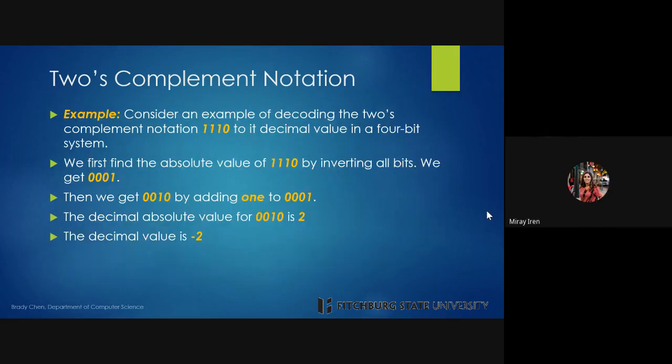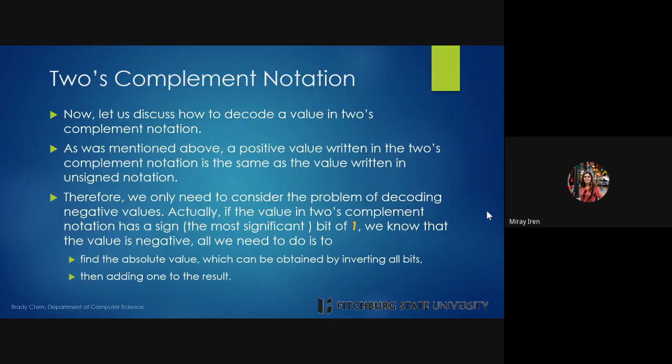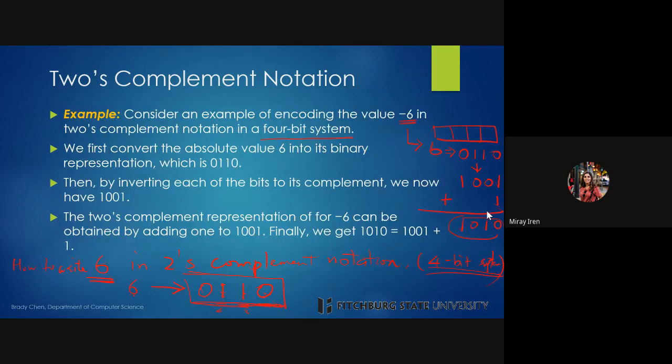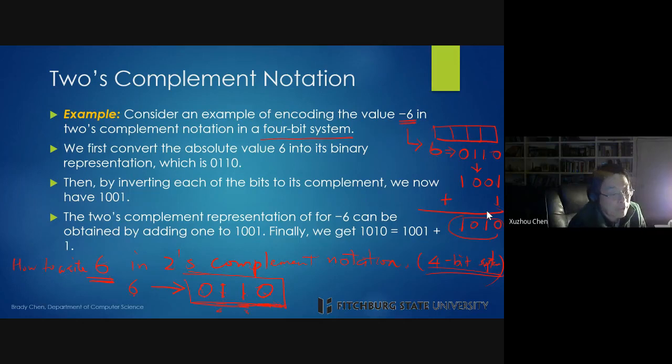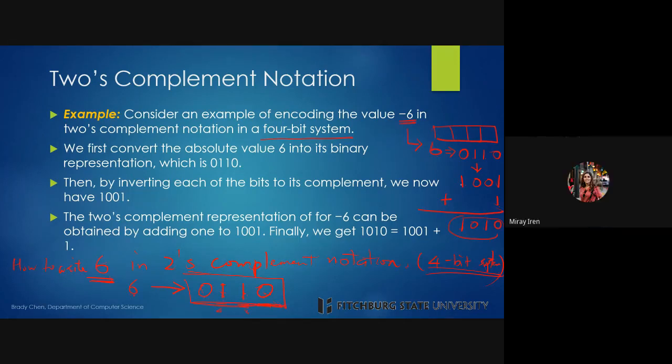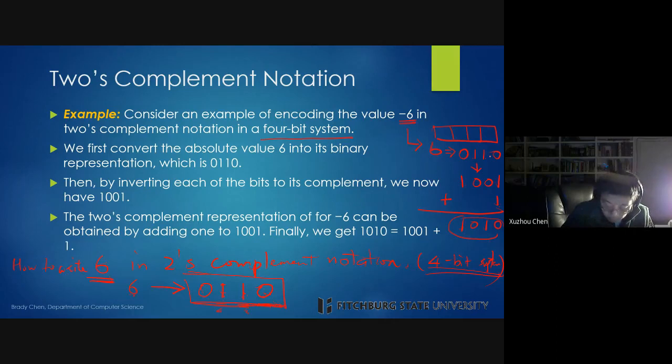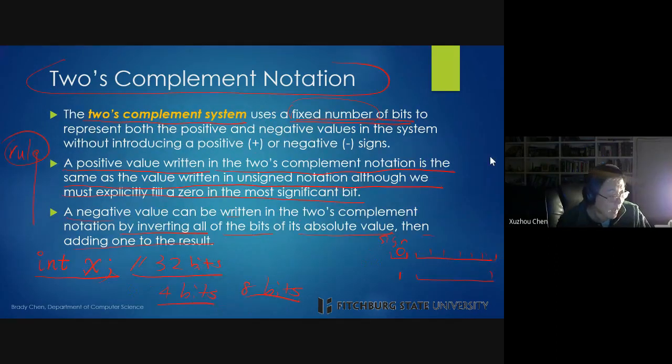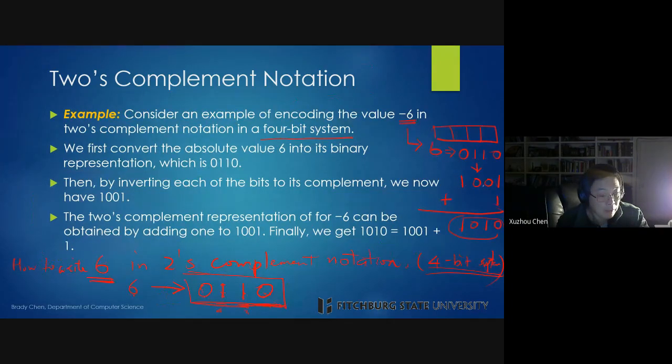Excuse me, Professor, can you please re-explain the last part after inverting the numbers? Okay. After inverting the numbers, based on the rule, add 1 to the result. So you add a 1 to that result. Now, that's a binary addition: 1001 plus 1. So 1 plus 1, what is the result?